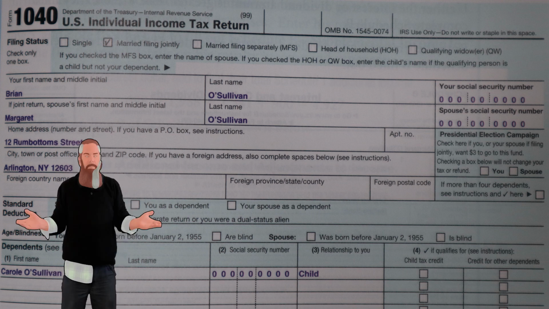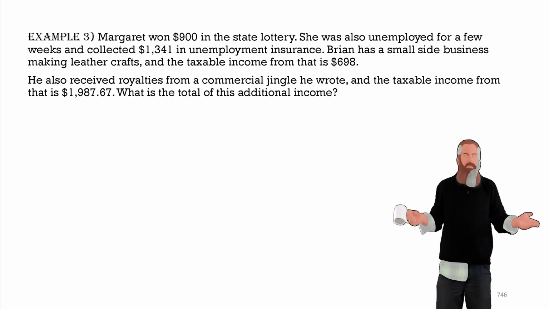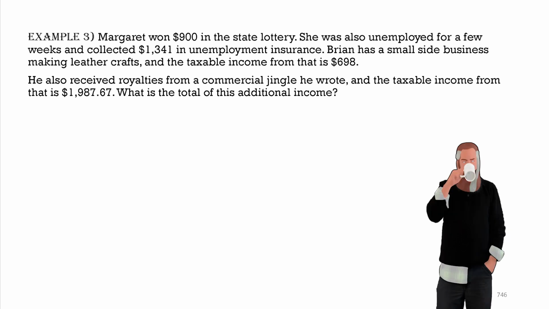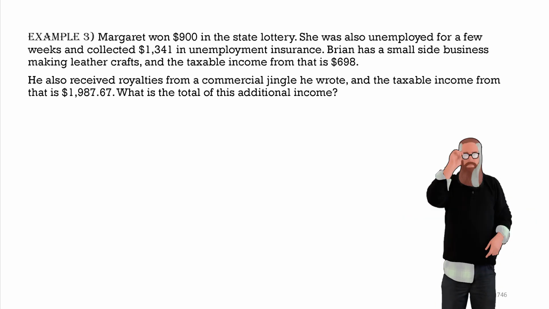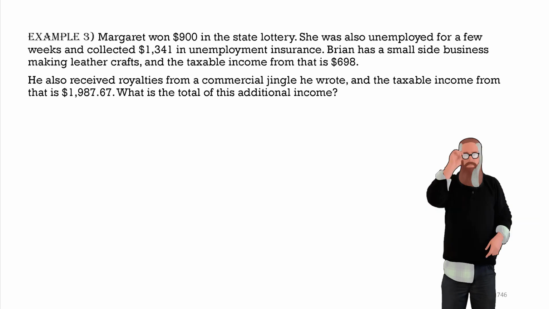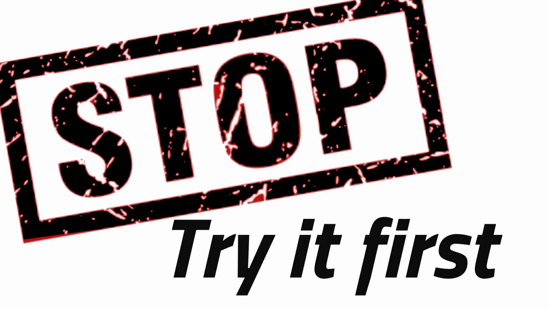Now, let's understand how to report different types of income using a Schedule 1. Margaret won $900 in the state lottery. She was also unemployed for a few weeks and collected $1,341 in unemployment insurance. Brian has a small side business making leather crafts and a taxable income from that of $698. He also receives royalties from a commercial jingle he wrote, and the taxable income from that is $1,987.67. What is the total additional income?